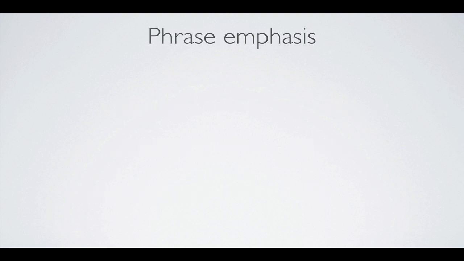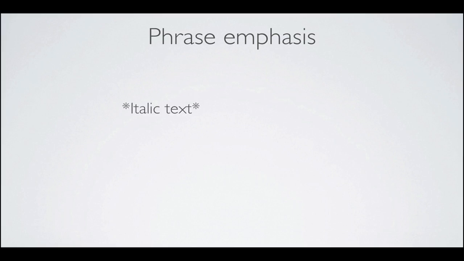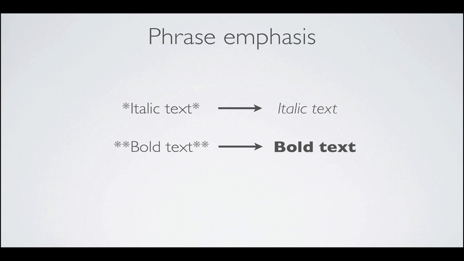Phrase emphasis. The things we use to emphasize phrases are bold and italics. To write italicized text, place an asterisk before and after the text you want to appear in italics, and this will give you italicized text. For bold text, you can use two asterisks, and this will give you emboldened text. Listing items.